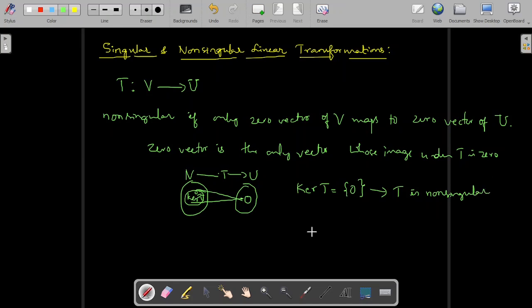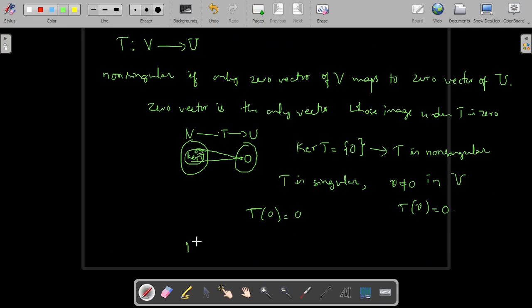If the transformation T is singular, then there exists at least one non-zero vector v, not equal to 0, in V such that T of v equals 0. You know that under a linear transformation, T of 0 is always 0. The 0 vector maps to the 0 vector of the other vector space. Suppose you have a non-zero vector of V which maps to 0, then such a transformation becomes singular. It means the kernel of T is not equal to the set containing only 0. Then your transformation T is a singular transformation.